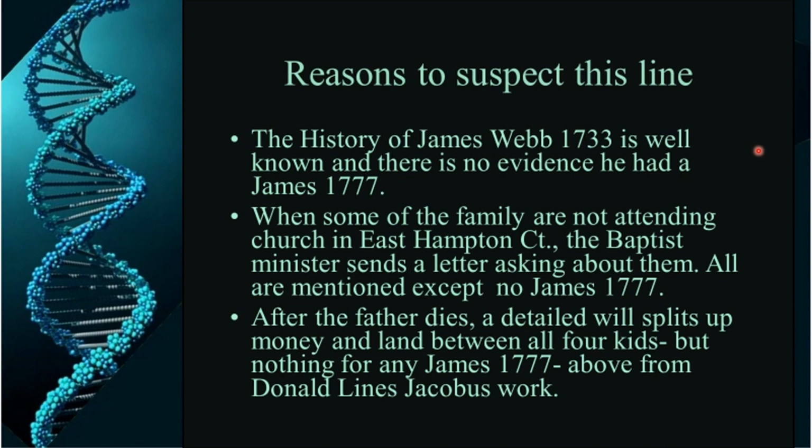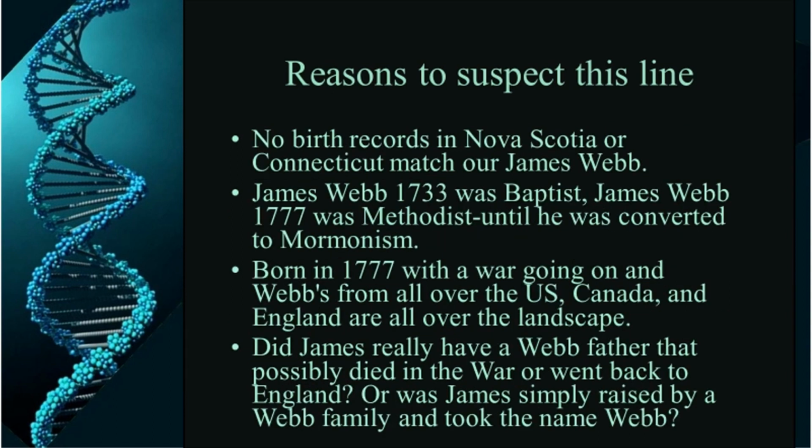Now, later researchers have gone in there and somehow decided that the will only split it up between three kids, and that Joshua didn't get any land, but the data I have from Donald Lyons Jacobus says Joshua was part of the settlement also. No birth records in Nova Scotia or Connecticut match our James Webb. James Webb 1733 was Baptist. James Webb 1777 was Methodist until he was converted to Mormonism.